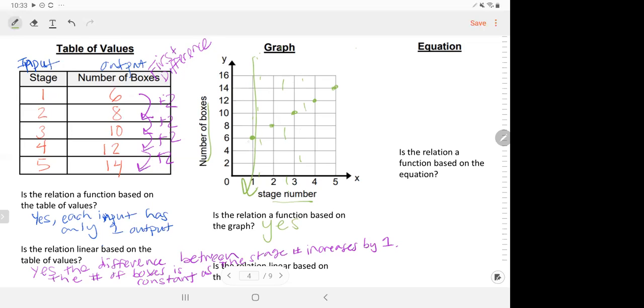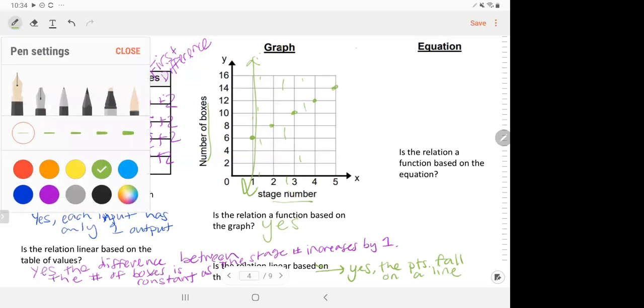And this is a line, but it is not a vertical line. If my graph actually looked like this up and down vertical line right here, then it would not be a function. And then this question hidden down here says, is the relation linear based on the graph? And yes, we're going to say it is linear because the points fall on a line.